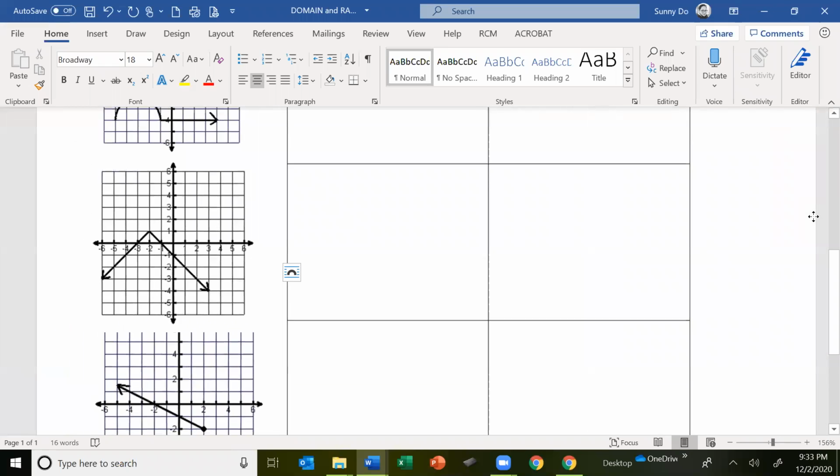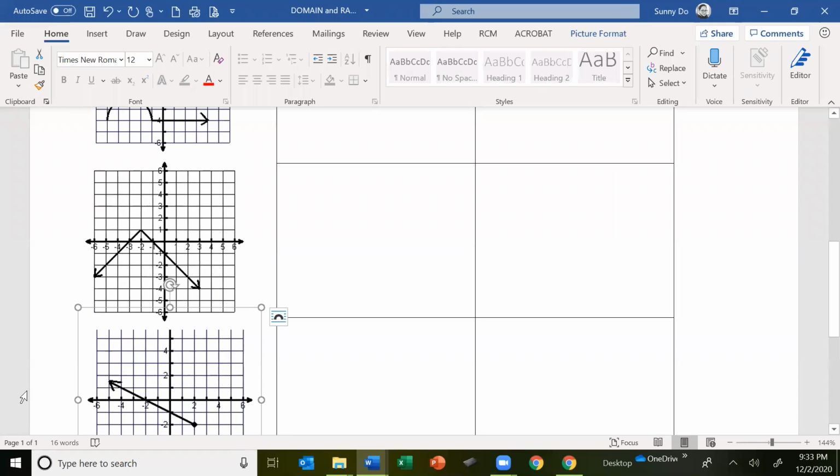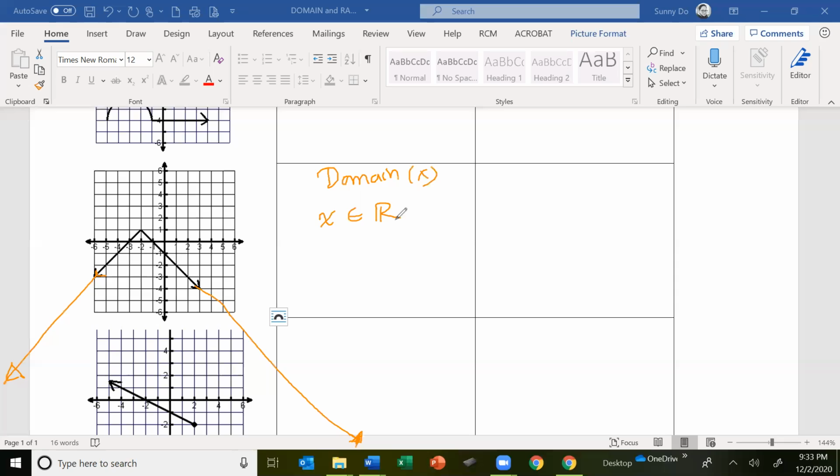All right, let us take a look at this one right here. Okay, so you can see it kind of looks like number 1, but this time it's pointing down, right? And what does the arrow mean? It means keep going, forever and ever and ever. So the arrow points to the left? Yes. The arrow points to the right? Yes. So both directions mean all real numbers. Okay, so for the domain, we're going to take all the x values that are in the real set. Okay, we say all real numbers.